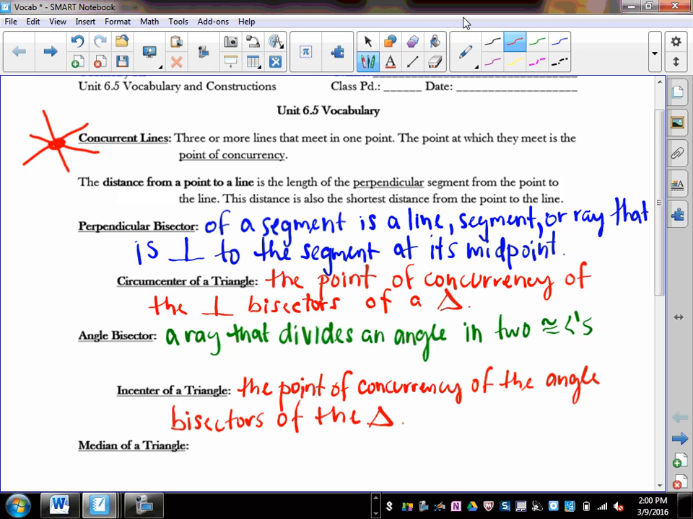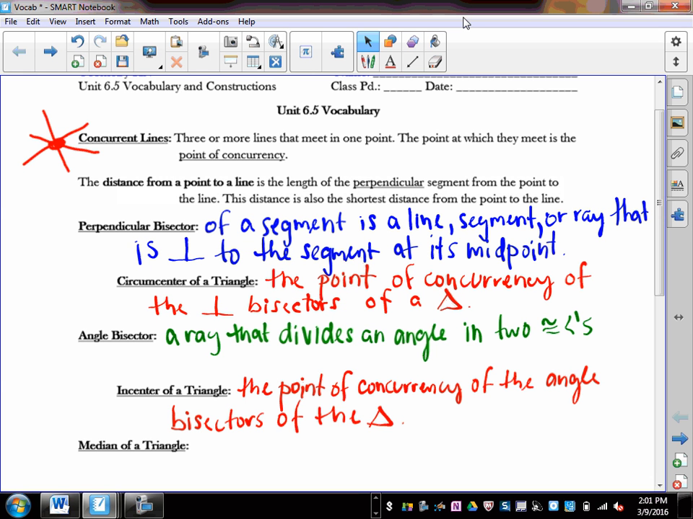So then the distance from a point to a line is the length of the perpendicular segment from the point to the line. This distance is also the shortest distance from the point to the line. So we are going to have in a couple of our theorems the word equidistant. And equidistant means equal distance. So when we're talking about something that's equidistant from the sides, or equidistant from the vertexes, or the vertices, what we're talking about is the shortest distance between that point and the vertex, or that point and the line. And the shortest distance ends up being that perpendicular segment.